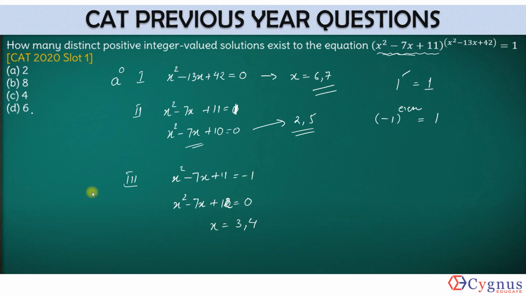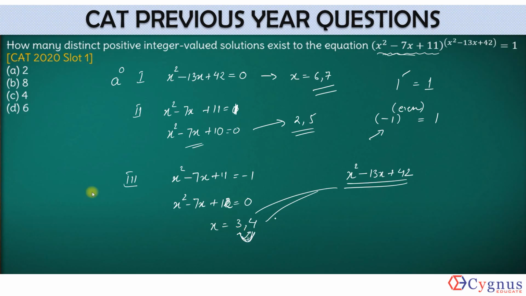But before marking your answer as 6, you need to cross check that 3 and 4 will satisfy this or not. Because you need to ensure that if the base is minus 1, power has to be even. What's the power here? X squared minus 13x plus 42. You need to cross check that this is even for both these values of x or not. When you put x equal to 3, you get an even number here. Even when you put x equal to 4, you get even. That means both these values will satisfy the given condition.